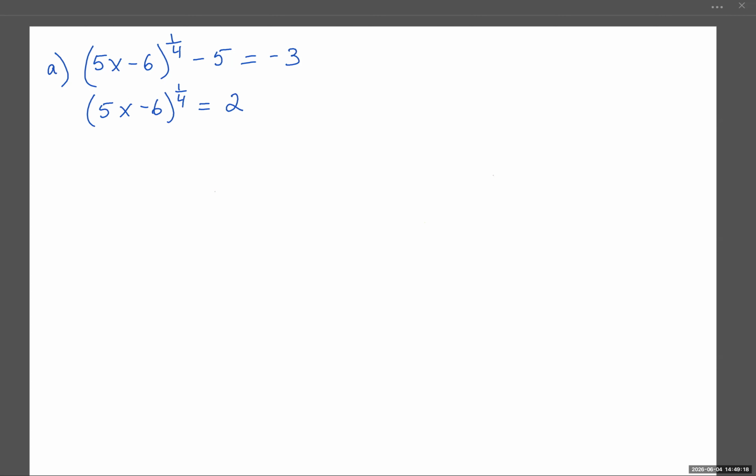Now, to get rid of the 1/4 power, we have to put the left-hand side to the 4th power, which means we have to do the same thing on the right-hand side. So this is just 5x minus 6 equals 16. Now go ahead and add 6 to both sides. 5x equals 16 plus 6, which is 22. So x equals 22 divided by 5.